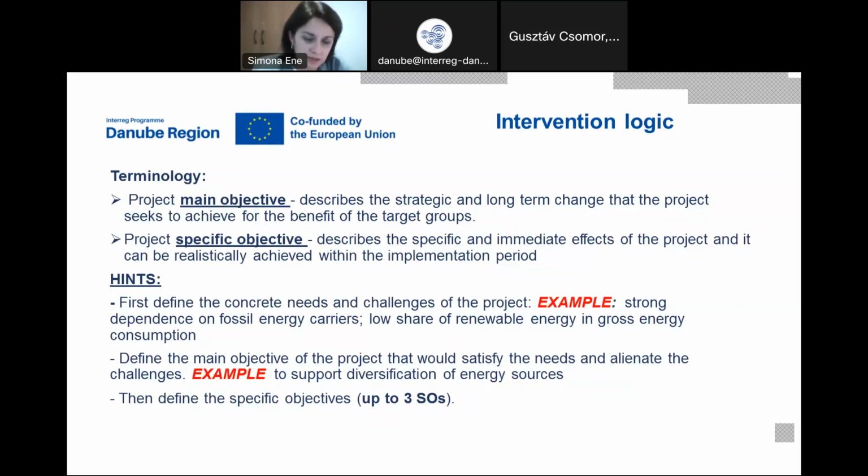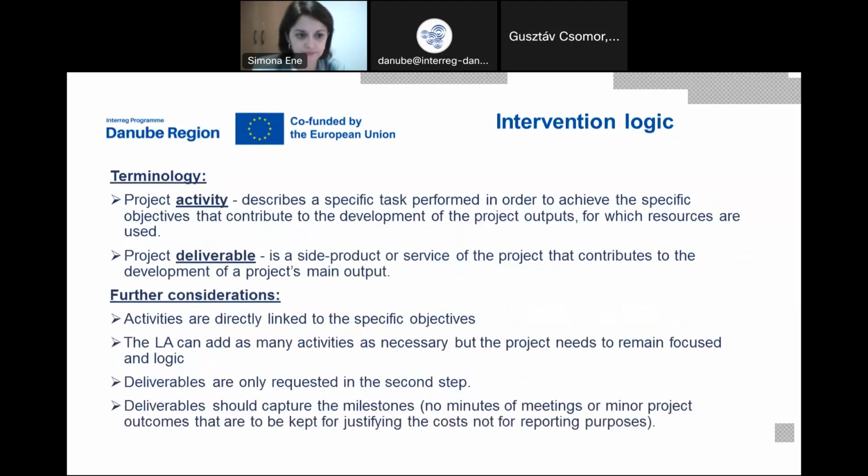We would like to give you some hints here, and especially first to define the concrete needs and challenges of the project. For example, there is a strong dependency on fossil energy carriers, low share of renewable energy in the region. These are just examples. It can be on any specific objective. Afterwards, to define the main objective that is linked to the already defined needs and challenges. For example, to support the diversification of energy sources. And afterwards, you define up to 3 specific objectives to which you will further link the activities.